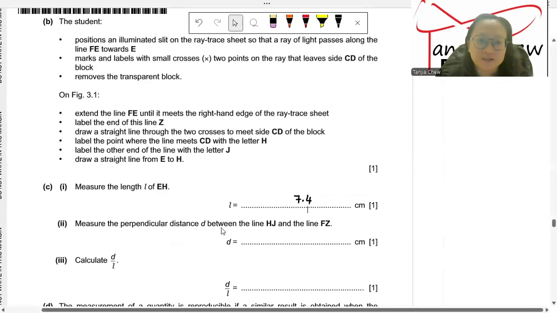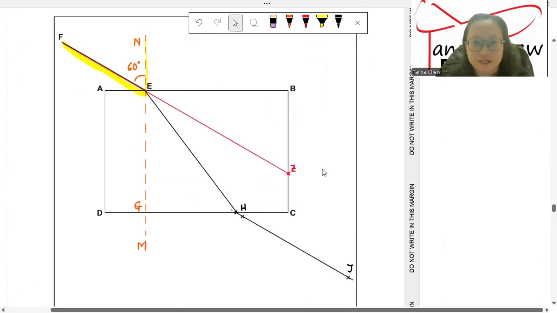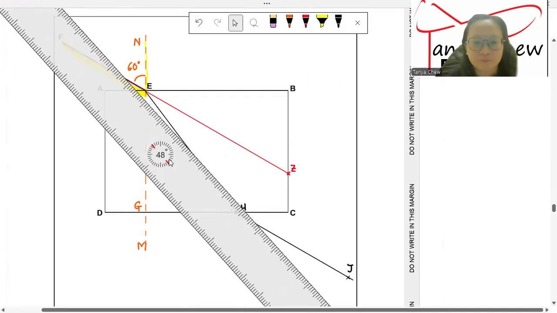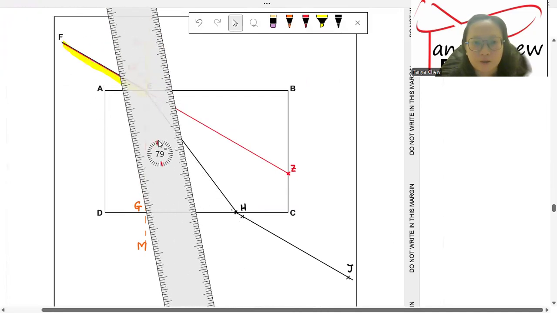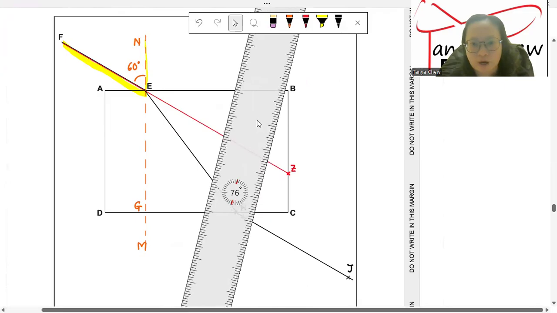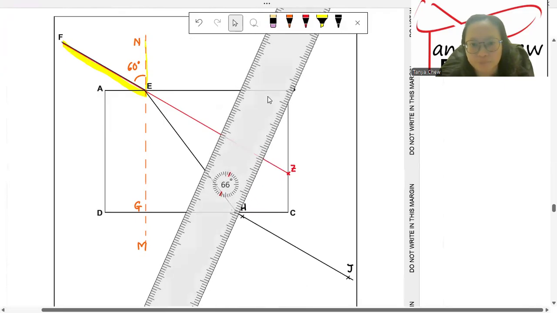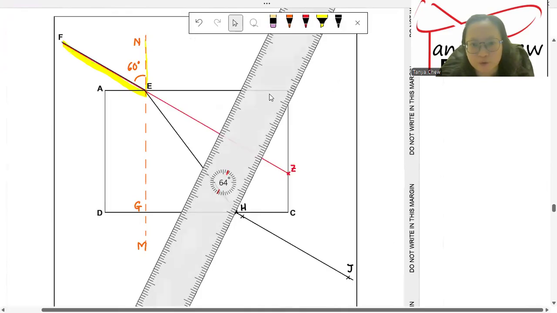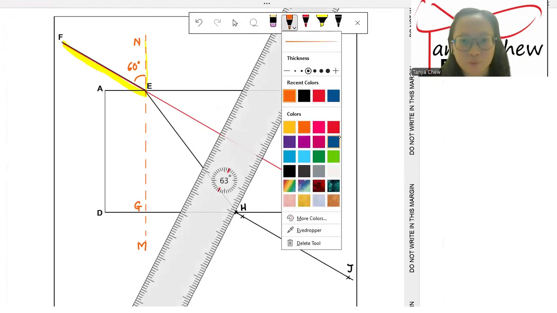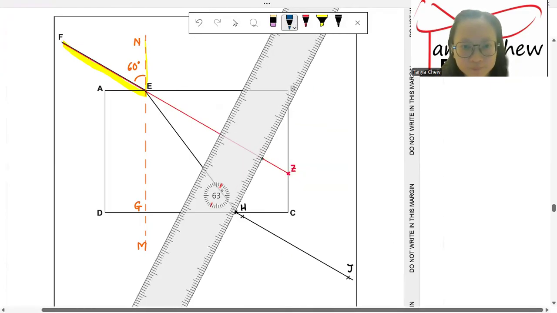And measure the perpendicular distance D between HJ and FZ. So this is FZ, HJ is this. So perpendicular distance, you know how I do it? Okay, this is how I do it. I just want to guide you on how I do it. Use your protractor, okay? Just measure between these two. This is the length that you are supposed to measure. I put it in blue, okay?